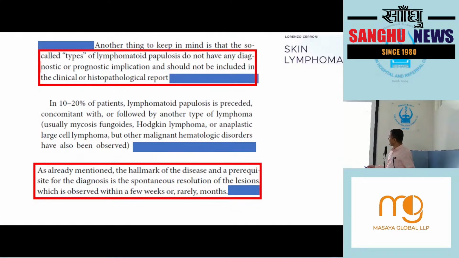But Cerroni says these so-called types of lymphomatoid papulosis do not have any diagnostic or prognostic implication. They should not be included in the clinical or histopathological diagnosis. As per Cerroni, type is not important. The prerequisite for the diagnosis is spontaneous resolution of the lesions, which is observed within a few weeks or rarely months. If you cannot make a diagnosis, wait till it disappears. Spontaneous remission should occur in 100% of cases. They do not need any treatment. If they do not disappear, it is not lymphomatoid papulosis.